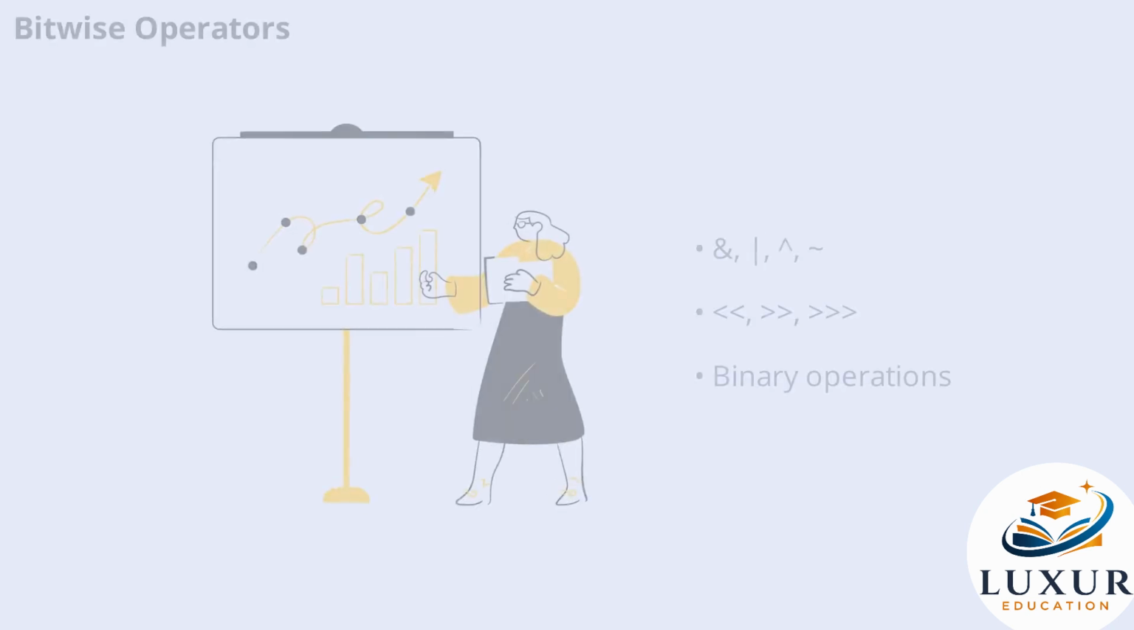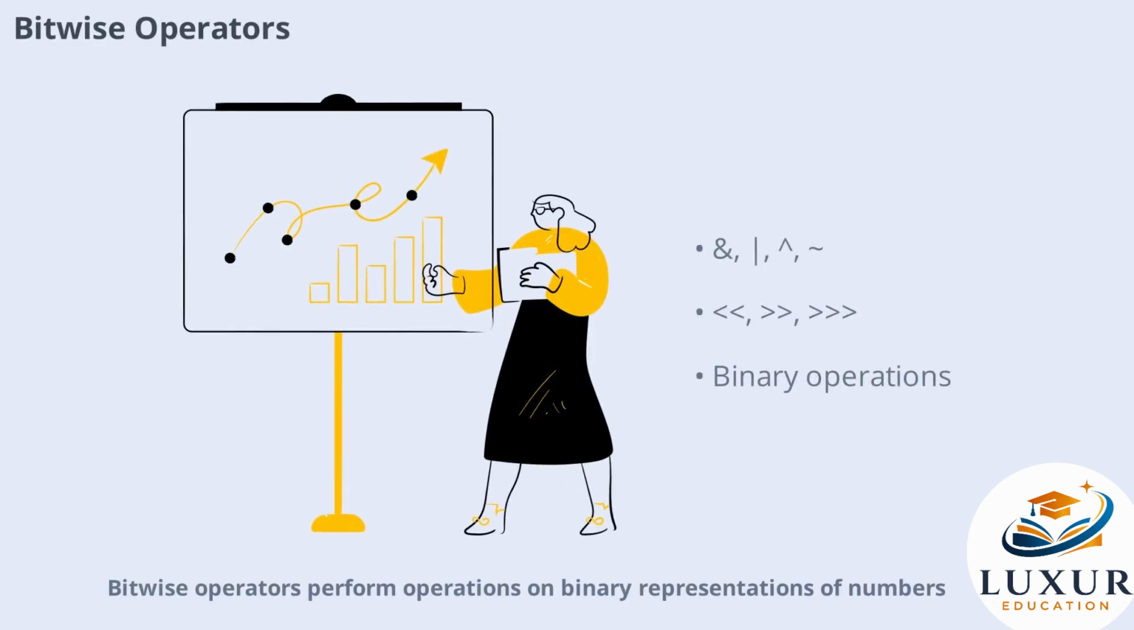Bitwise operators perform operations on binary representations of numbers. These include and, or, XOR, not, left shift, and right shift with zero fill. While less commonly used in everyday scripting, bitwise operators are powerful tools for low-level data manipulation and optimization.